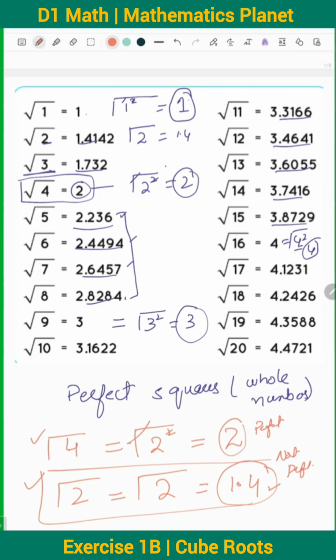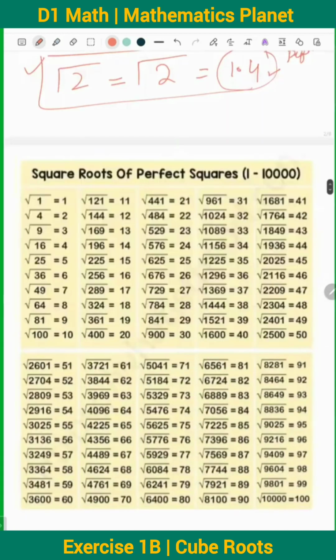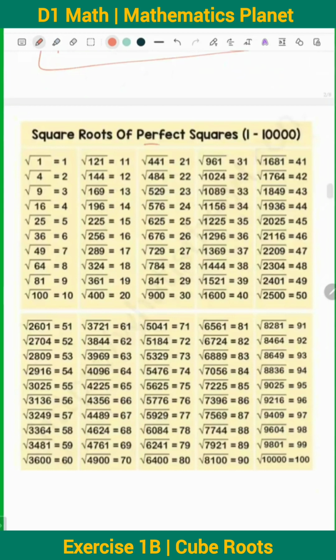Yes. So some of the numbers give us whole numbers, and those are called perfect squares. 1, 4, 9. You can see 9, and from here you can see 4, 16. So these are perfect squares. Others are not perfect squares. So now you can see this is the list of all perfect squares. This was a combined list.